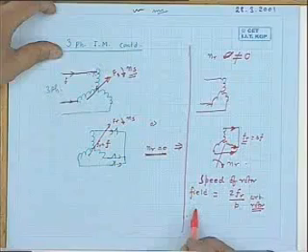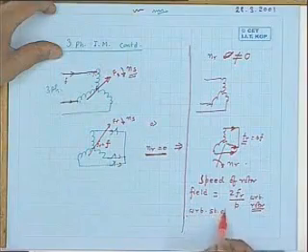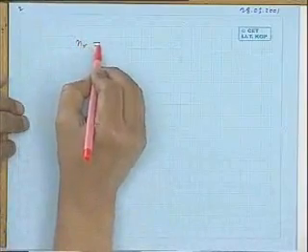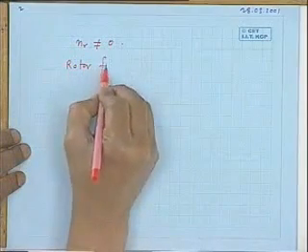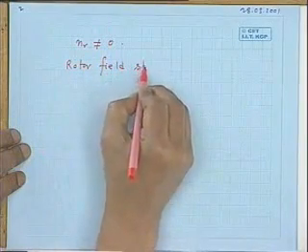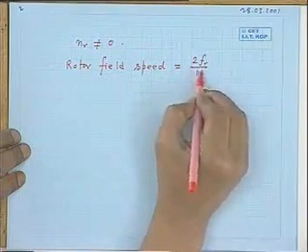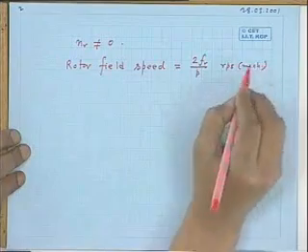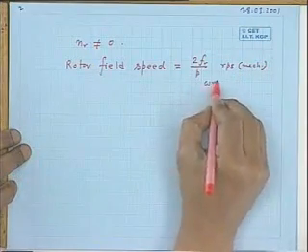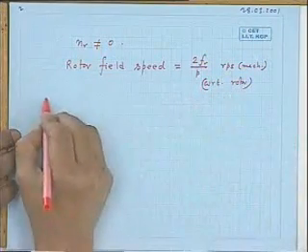Therefore, with respect to a stationary observer, what will be the speed? I will write it in a bigger way. When NR is not equal to 0, the rotor field speed is equal to 2Fr by P, so much of RPS, mechanical. And this is with respect to the rotor, because the rotor houses the winding.